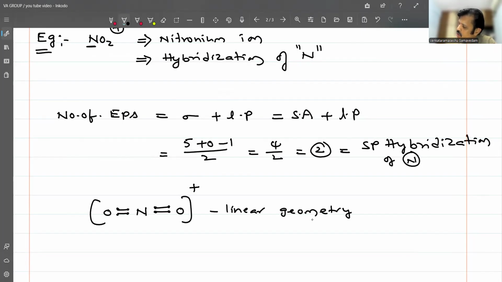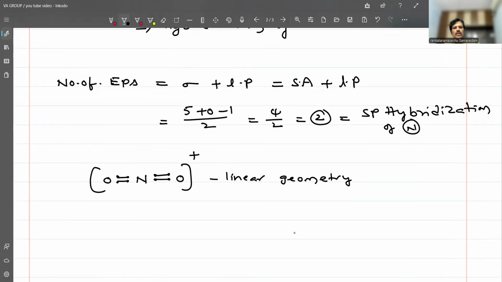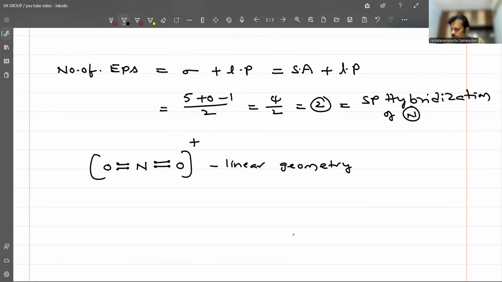That means the formula of electron pairs not only tells about the hybridization of the central atom, it tells about lone pairs, it tells about bond pairs connected with the central atom, and also tells about the geometry of the given species, whether it is a cationic species or anionic species.